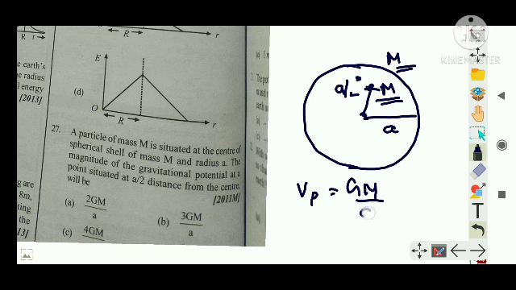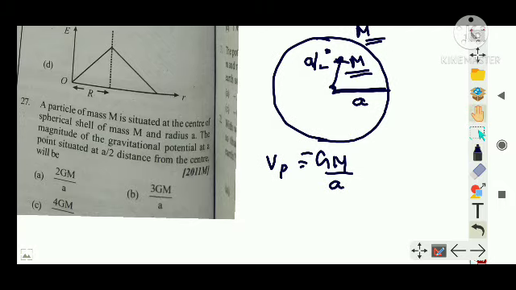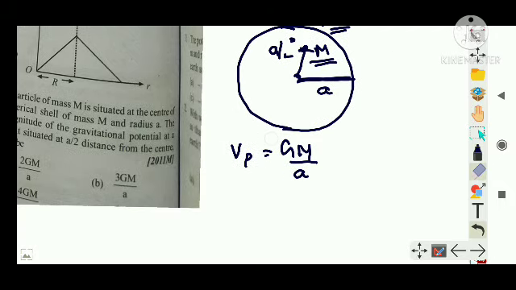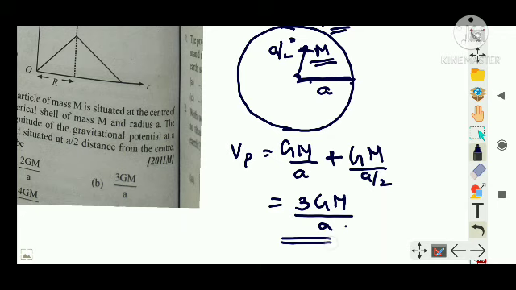Gm by R, which is A here by this shell, and this shell will be, of course it is a minus time, but the answer doesn't have minus, so you need not go for the negative sign. Plus, then this guy will be having a potential of what? Again Gm by this one, having A by 2 distance, right? So you can directly write it as 3Gm. This will become 2Gm now, 3Gm by A.